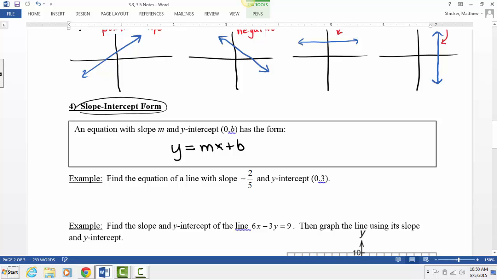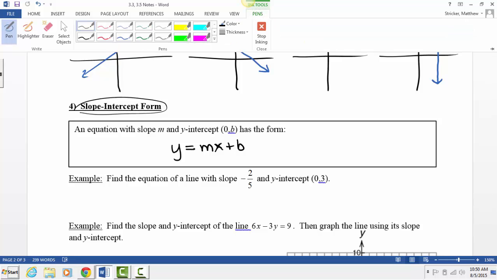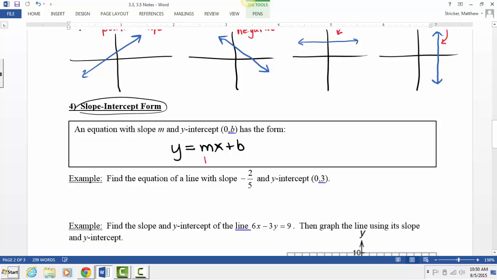A lot of you have probably seen this before, so it might not be something new. We'll just label these parts again. So m is the slope, and b, the point (0, b), is the y-intercept. We already talked about intercepts. Remember, with a y-intercept, you always let x equal 0. So we know the x-coordinate is 0, but the y-coordinate is b.